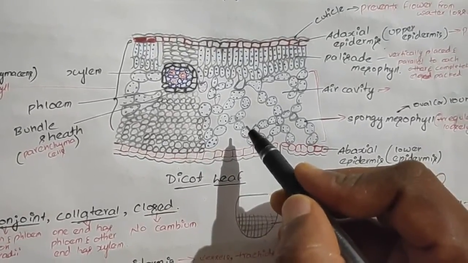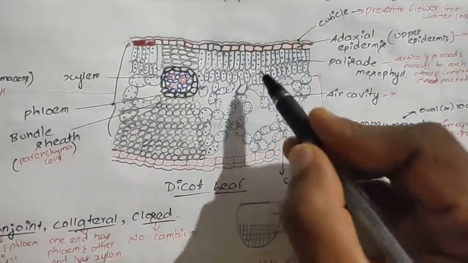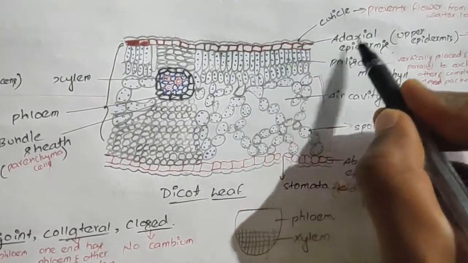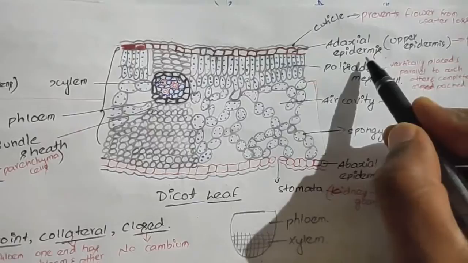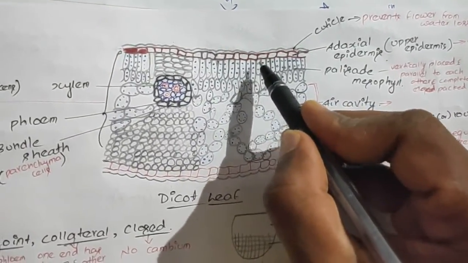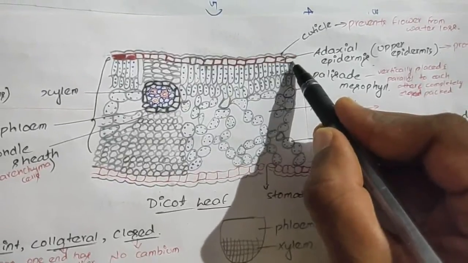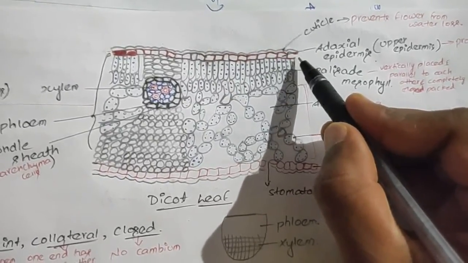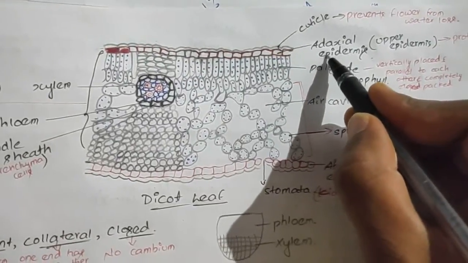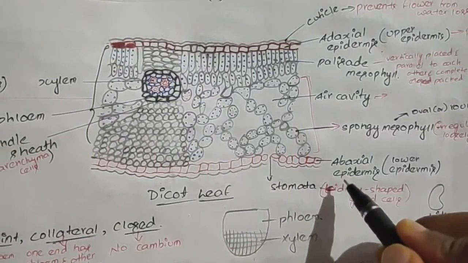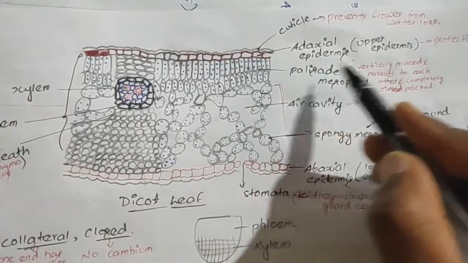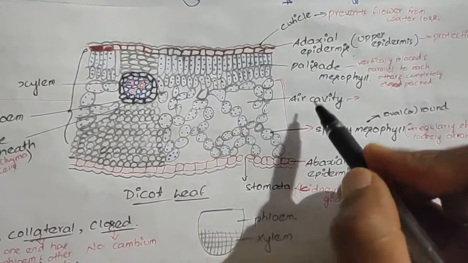If we cut the transverse section of a dicot leaf, we find the outermost layer, the epidermis. This epidermis is usually made up of a single layer of cells, and these cells are closely arranged without intercellular spaces. This epidermis is seen on both sides of the leaf, upper side and lower side. The upper epidermis is known as the adaxial epidermis and the lower epidermis is known as the abaxial epidermis. This epidermis helps in the protection of the leaf.